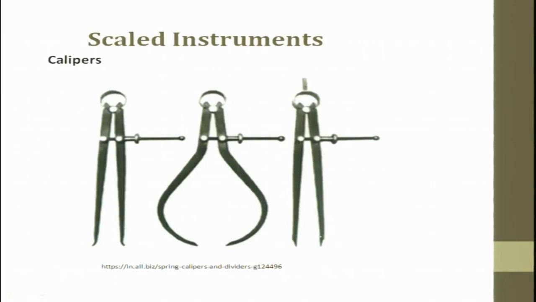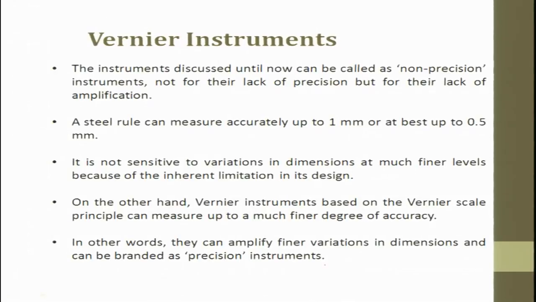So, these are the different types. This is inward, this is outward, and this is also, you can try to put an attachment and make it inward, or you can make it outward dimensions. The next instrument for discussion is vernier caliper.